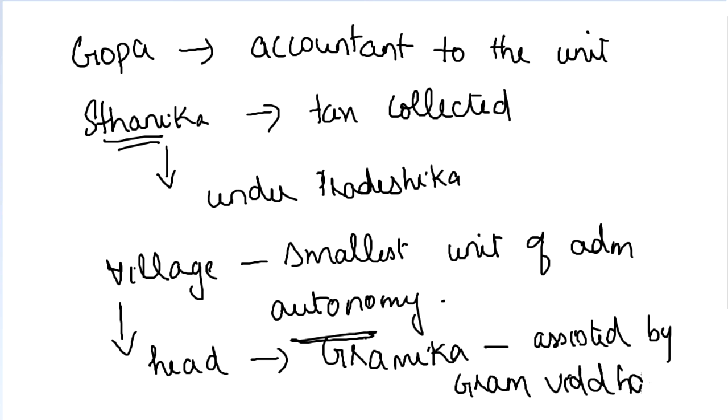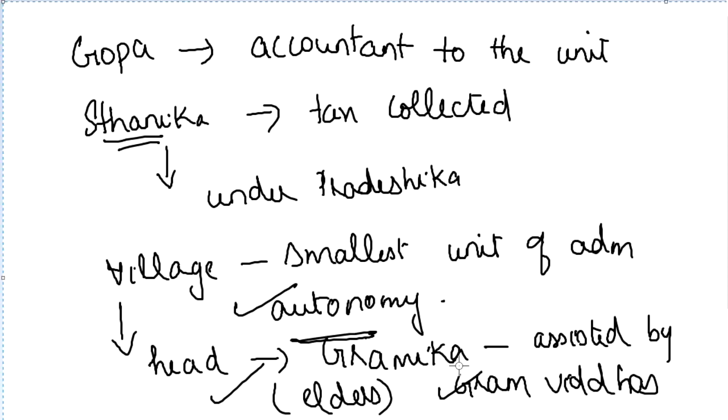Gram-viddhas are village elders. The village was the smallest unit of administration. They enjoyed autonomy to a great extent, and the head of the village was called Gramika, who was assisted by gram-viddhas, that is, the village elders. That was about the provincial and local administration.